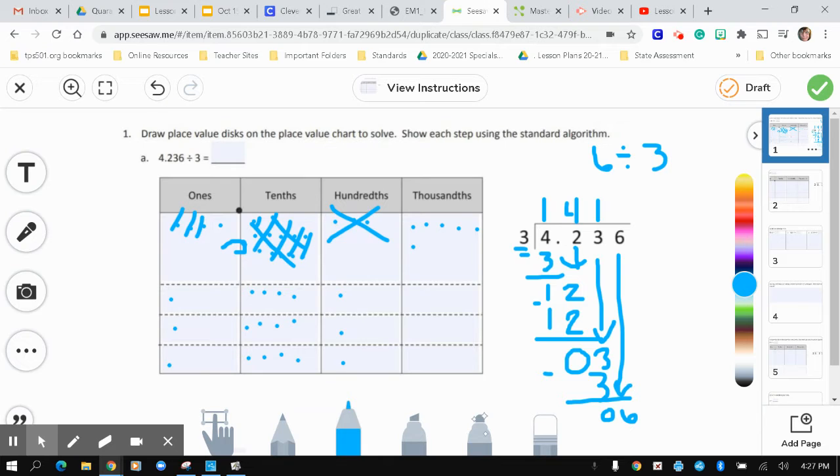So let's divide that. 1, 2, 3,000, 4,000, 5,000, 6 thousandths. So I did divide it. 6 divided by 3 was 2. Each one, there were 2 in there.